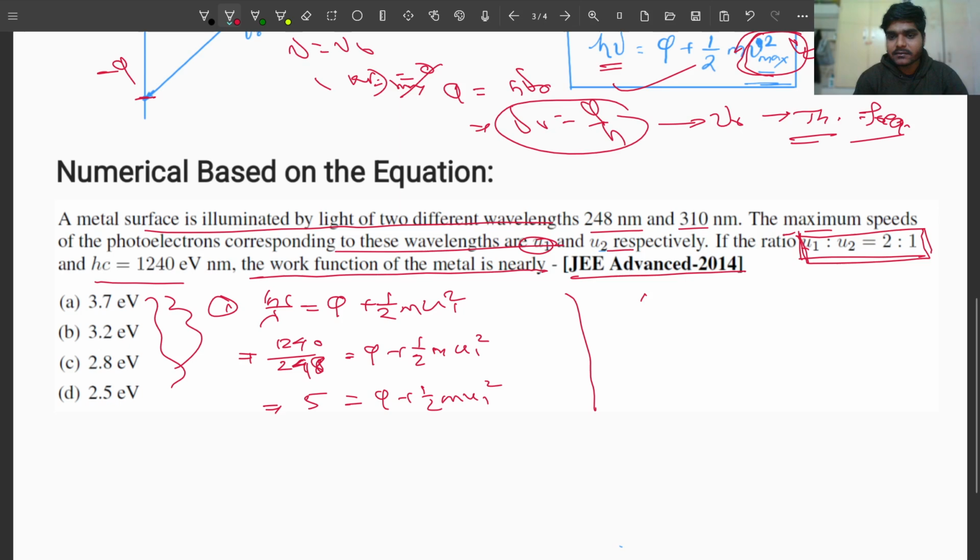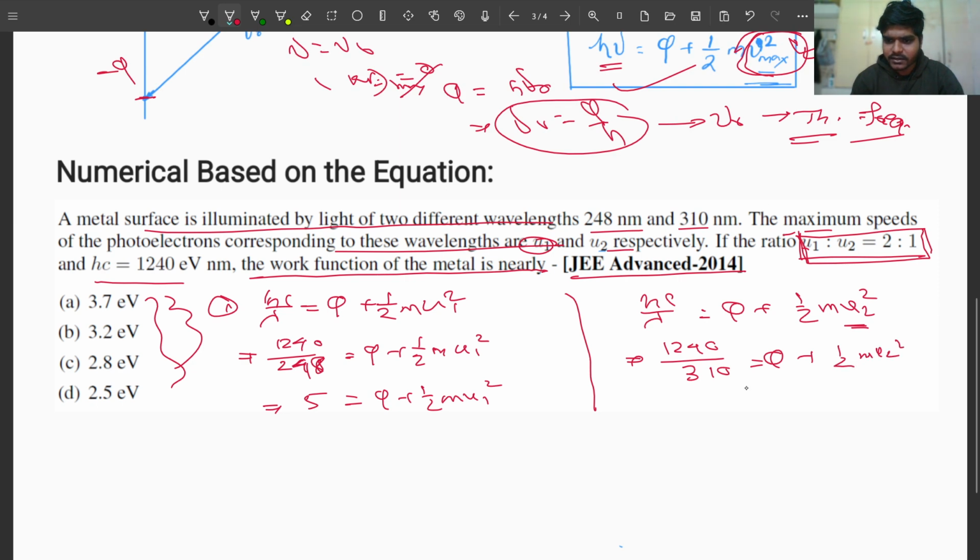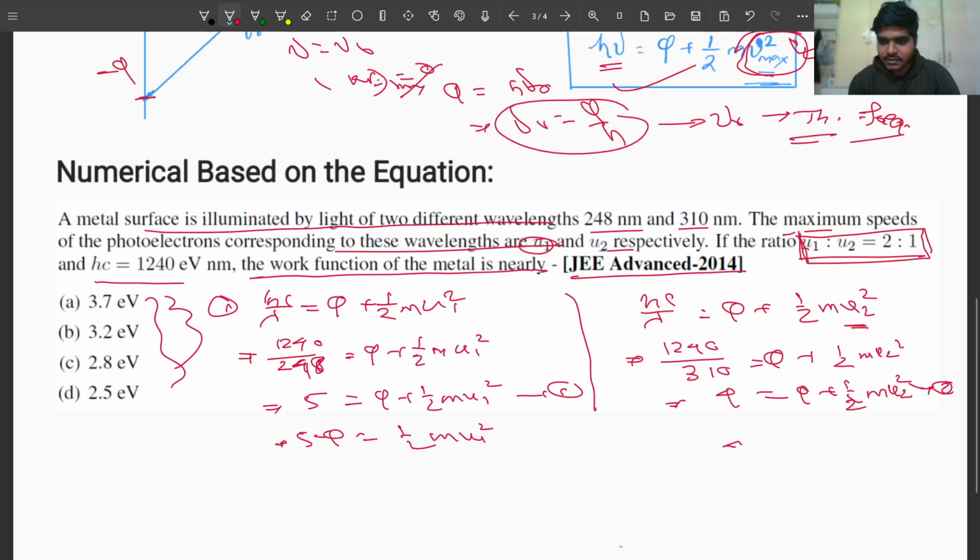And for the second case, same thing, and in this case we have to take u2 square, and here the wavelength of light is given as 310, and this comes out to 4 plus phi, equal to half m u2 square. So let's say this is equation 1 and this is equation 2, so 5 minus phi equals half m u1 square and 4 minus phi equals half m u2 square.